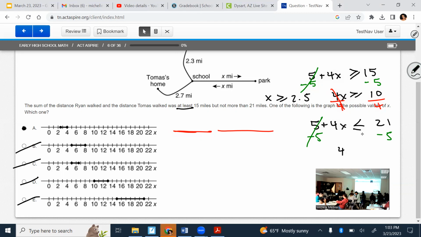I get 4x less than or equal to 15, I think, right? Yes, and then divide 4 on each side. And then you need it where the other dot is on the 4, which it is. And x being in between these two numbers should be in the middle, not on each. Okay, it's an and, not an or.